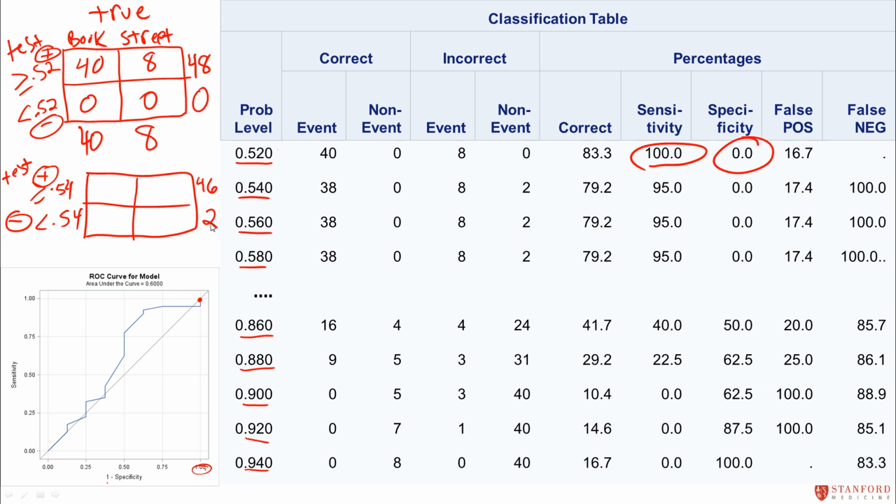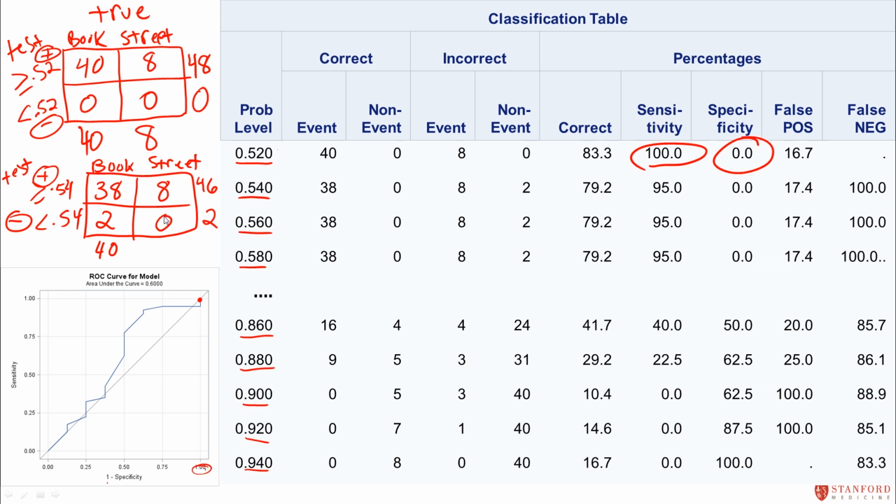We can look at the true value, who was actually book smart and who was street smart. We had 40 in our set who considered themselves book smart. In fact, 38 out of the 40 who were book smart were correctly classified as book smart, and 2 were misclassified. The 2 who had predicted probabilities less than 0.54 were actually from the book smart group. And we misclassified the 8 street smart people as book smart again.